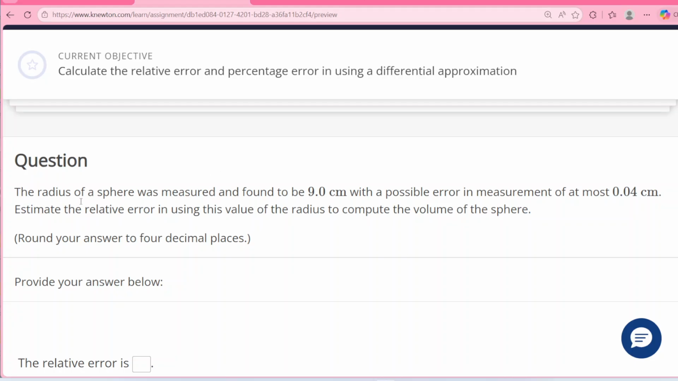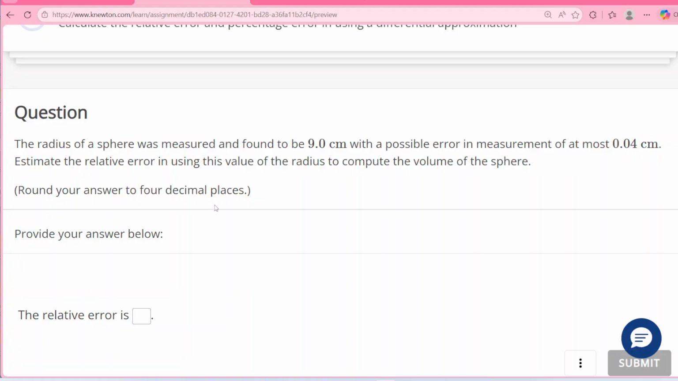So you see the radius of a sphere was measured and found to be 9.0 centimeters, with a possible error in measurement of at most 0.04 centimeters. So we're asked to estimate the relative error in using this value of the radius to compute the volume of the sphere. And we're asked to round our answer to 4 decimal places.